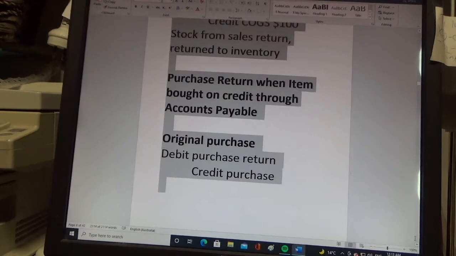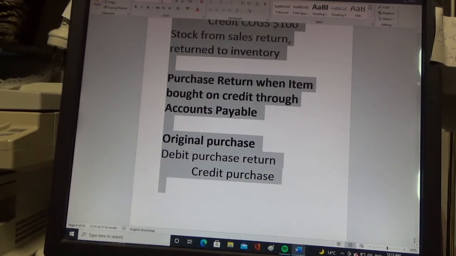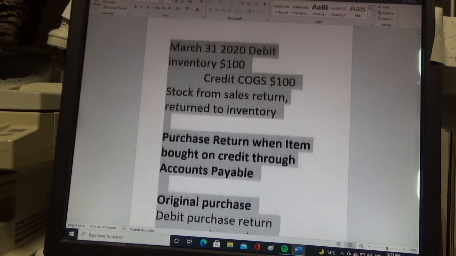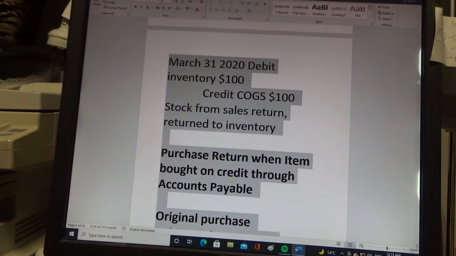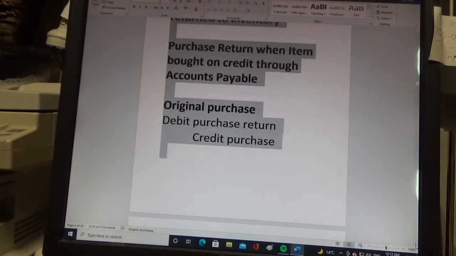Whether it's the electricity company or whichever companies you deal with, we owe those other companies out there in the marketplace accounts payable. So we're focusing on purchase returns. We're asking to return something so we can have our money back.